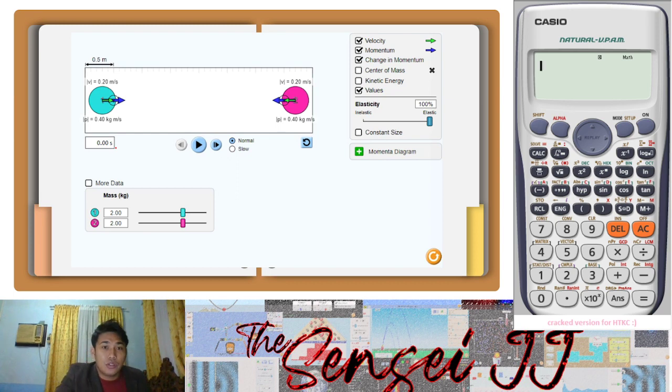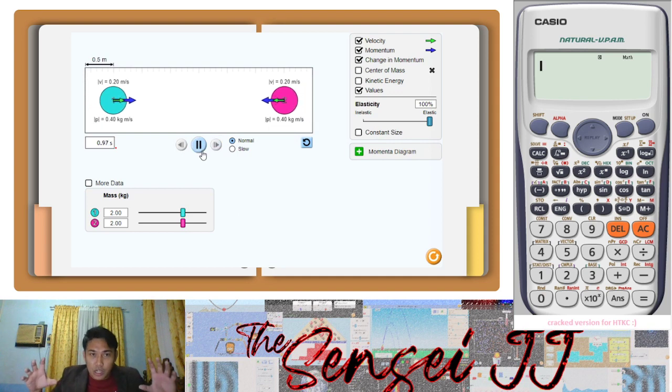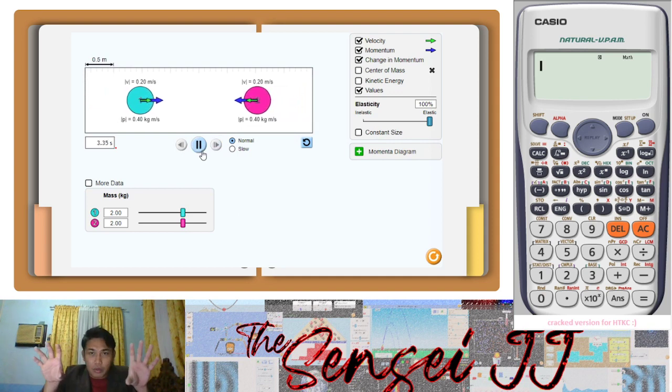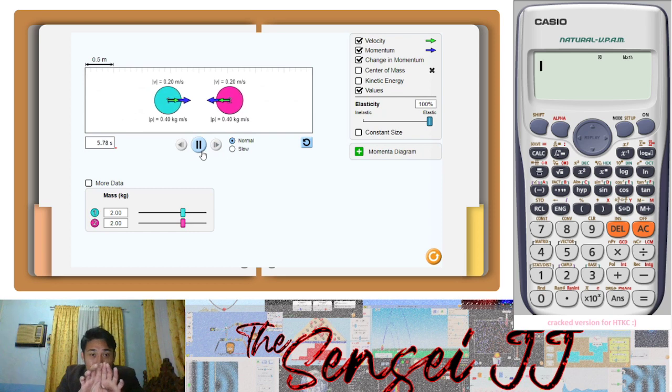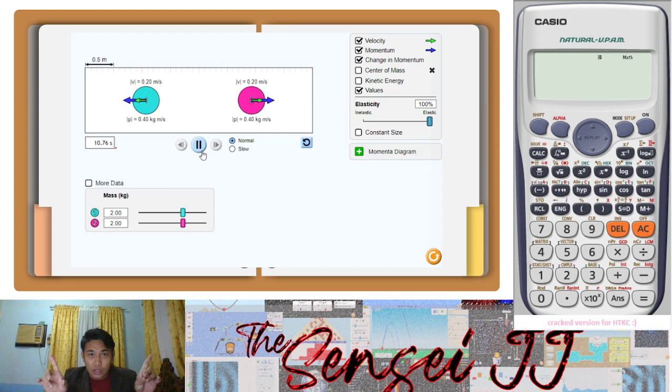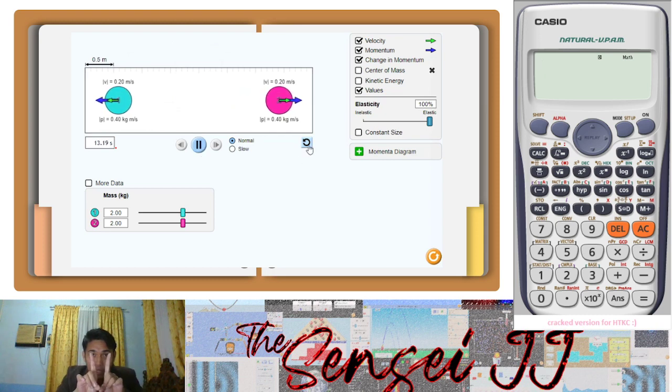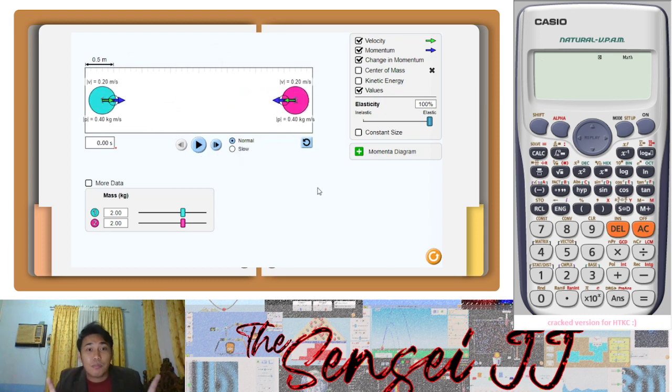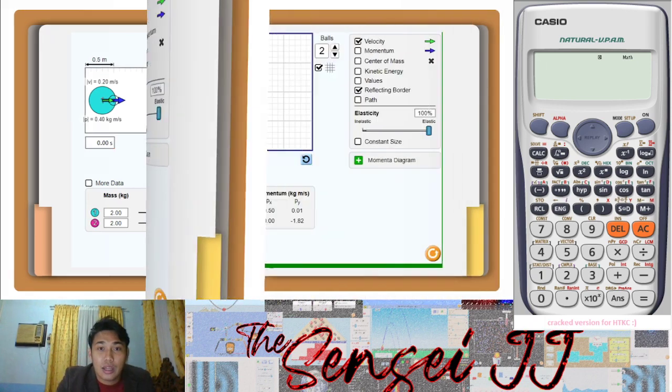As you can see, when both of these objects collide, they bounce off, they change their direction. So this is what impulse is. They change their direction when the same amount of momentum is applied to it.